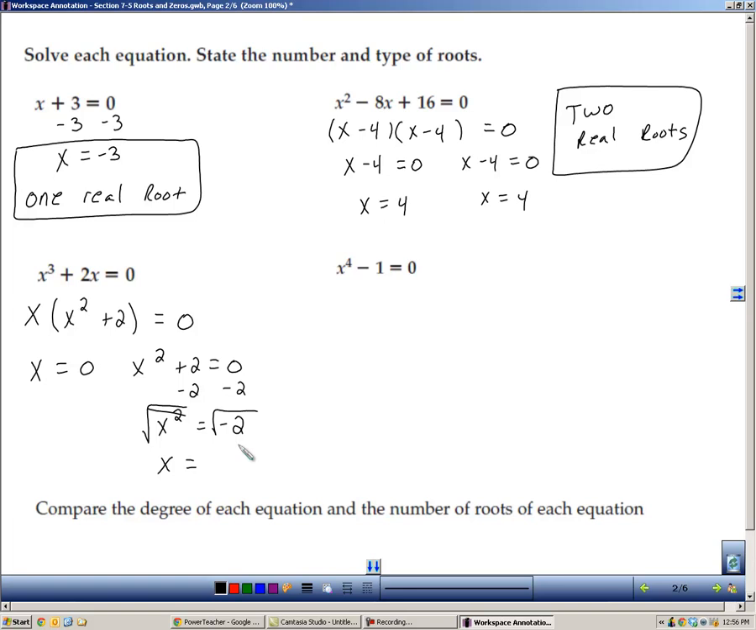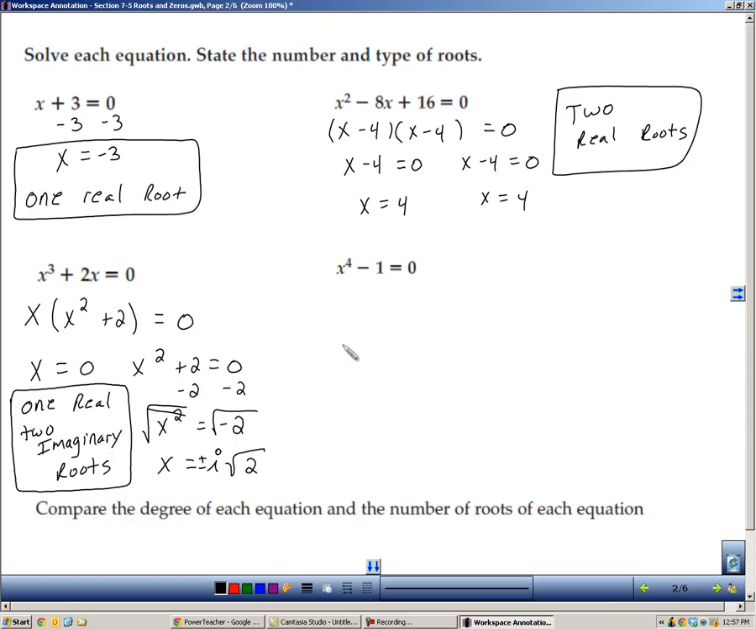Now remember, we can't have the square root of a negative, so we'll pull out the i, which is the square root of negative 1. And then that leaves square root of 2 in the back, and don't forget the plus and minus. So in this case, we have three solutions, one real and two imaginary. The real one is 0, and the imaginary are positive i root 2 and negative i root 2.